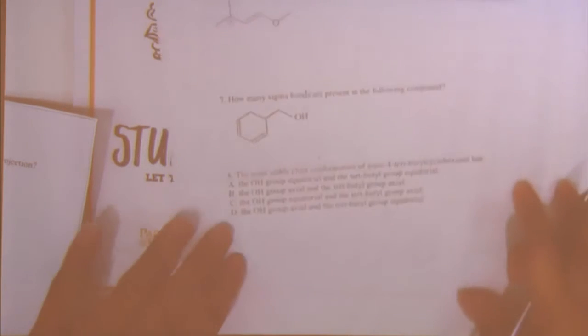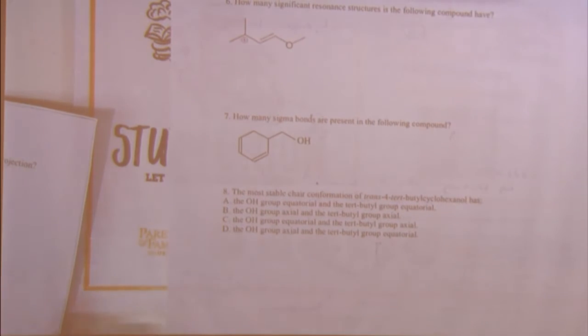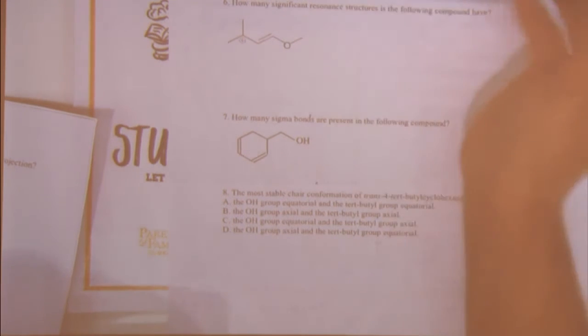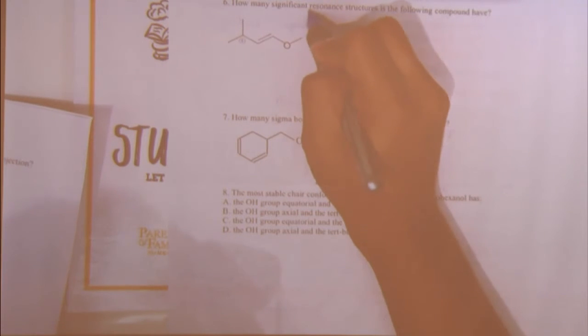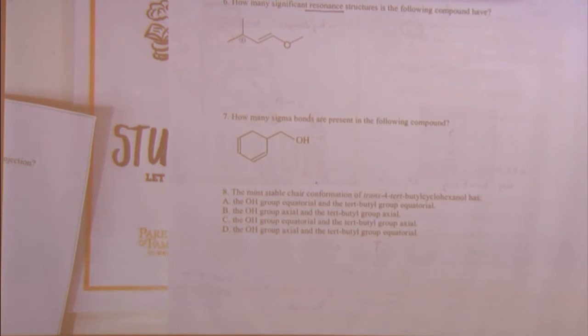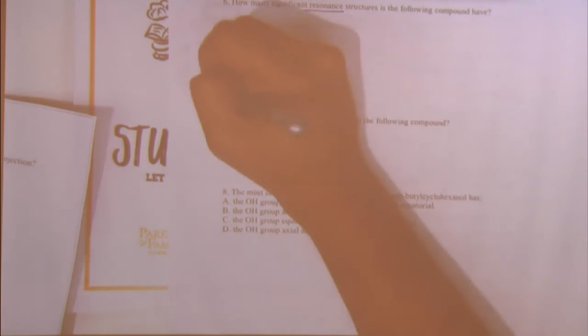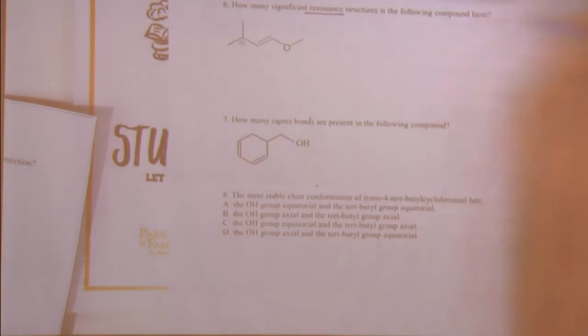So then, for problem number 6, which is dealing with significant resonance structures, to check how many significant resonance structures there are, especially if you're not too comfortable with resonance structures, a trick is just picking up what the common resonance structure arrows are.